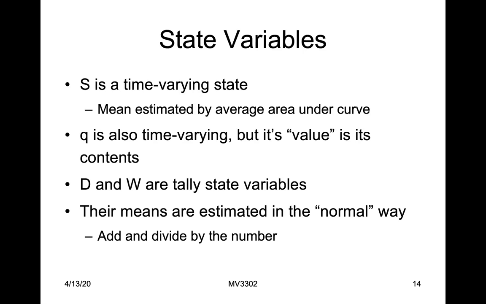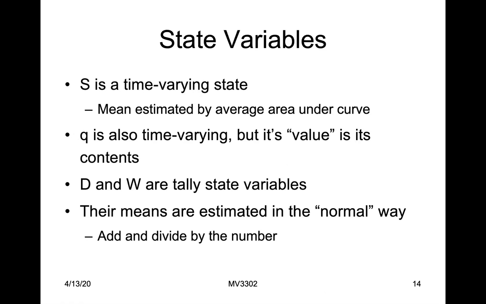Now Q, this first in, first out container, is also time varying, but its value is its contents. So if we were to try to estimate the mean number in the queue, we would have to collect a time varying average of the area under the curve of the number in this state queue. And again, there's actually a class in SimKit that allows you to do that.